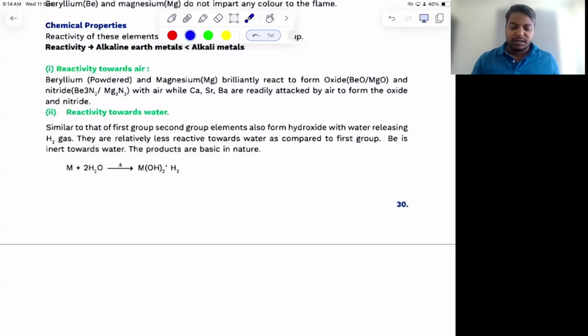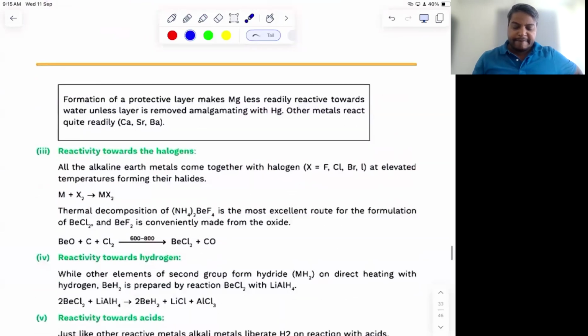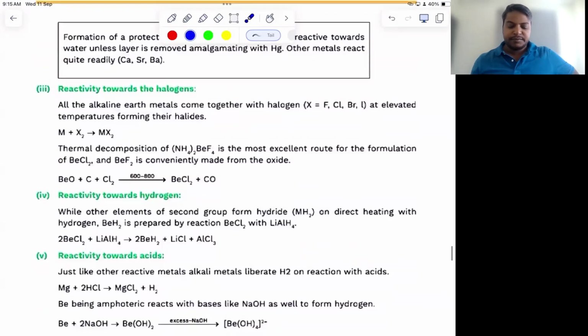Reactivity towards water: as metal is added to water, it will also give you H2 gas here. Okay, so now this is an important point. Beryllium is inert towards water, and magnesium also reacts, but only with hot water, not with cold water. Okay, next, a protective layer is formed, which makes magnesium less reactive towards water unless the layer is removed, for example by amalgamating with mercury. Other metals react readily. Okay.